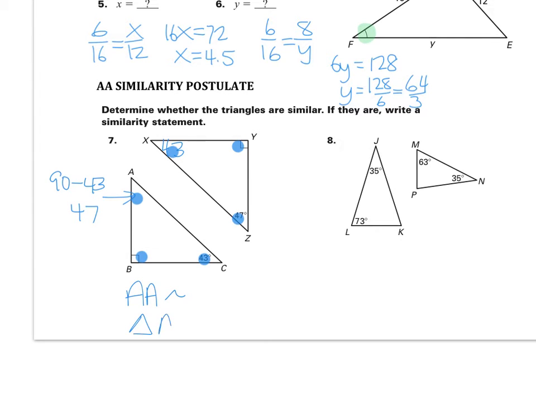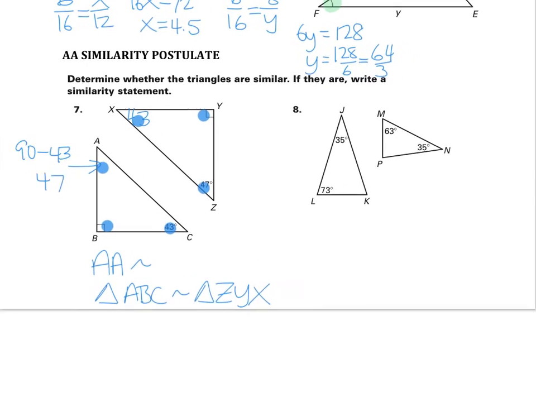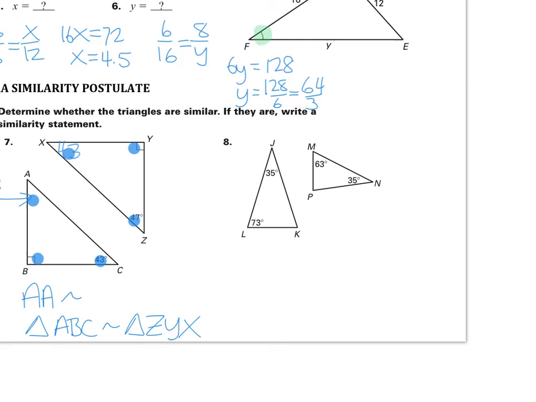So triangle ABC would be similar to triangle, 47 is Z, Y, X. So again, you still need to go in corresponding order. The next one, we find our missing angles here. This would be 180 minus 73 plus 35, which is 108, which is 72. So while I have the 35's congruent, I do not have anything else congruent. So this would be not similar.